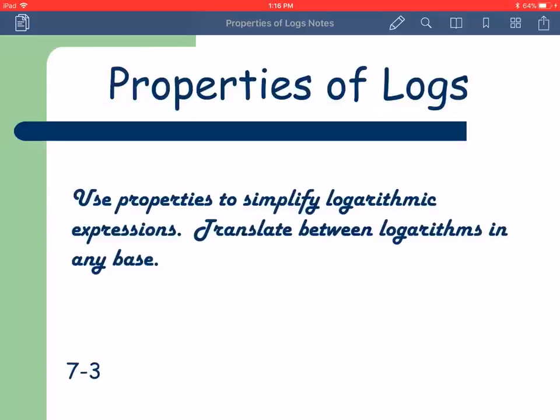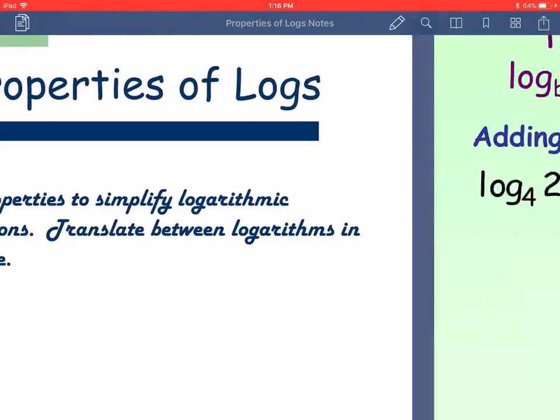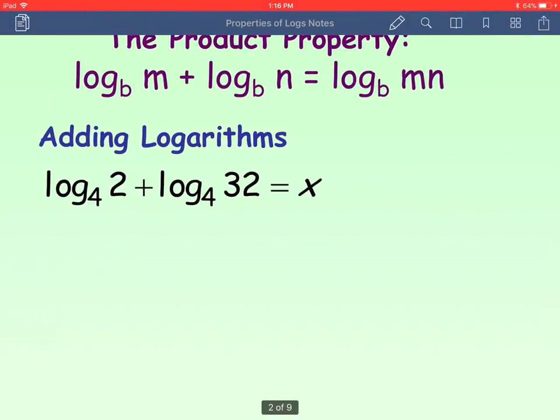Okay, so these notes are over the properties of logarithms. We have 3 different properties we're going to be focusing on today. The first one is the product property.